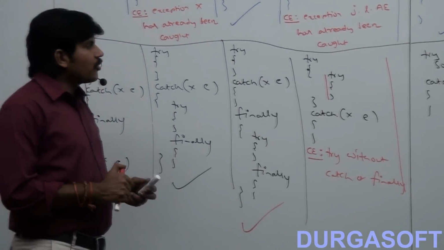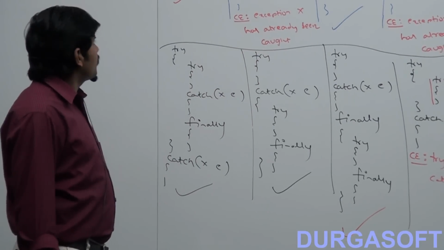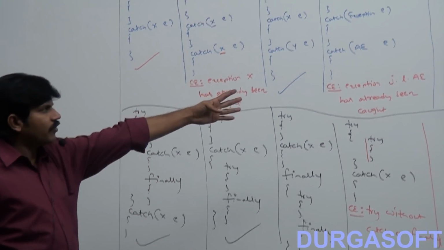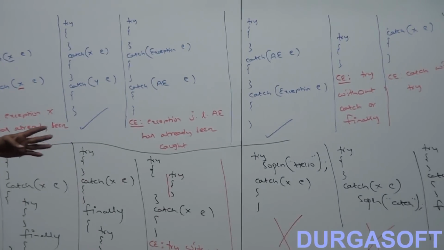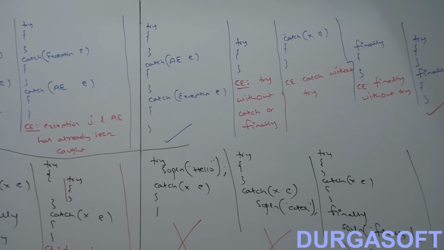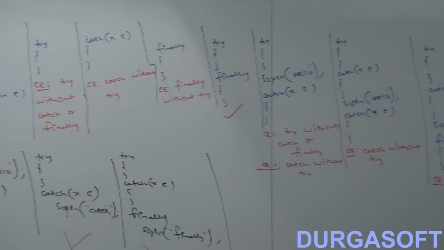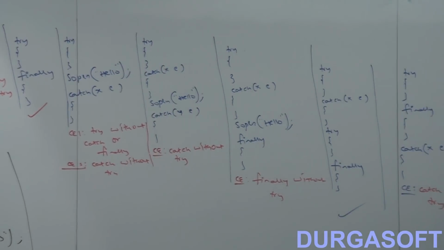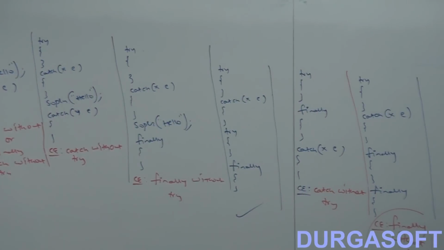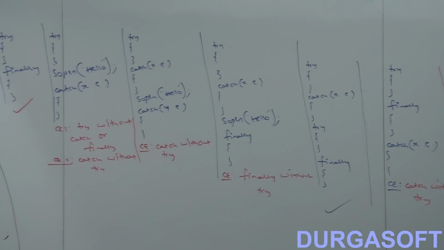I hope so. In total, how many combinations did we cover? Can you please cross check? 1, 2, 3, 4, 5, 10, 15, almost 20, 22. 22 combinations. I hope now other than these, any new combination, you people will be able to understand, right? These are various possible combinations of try catch finally, right?